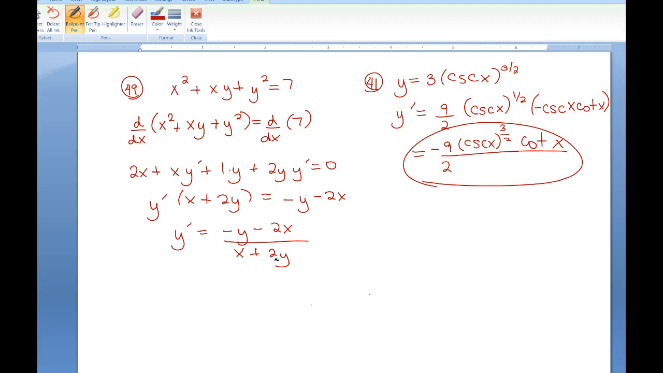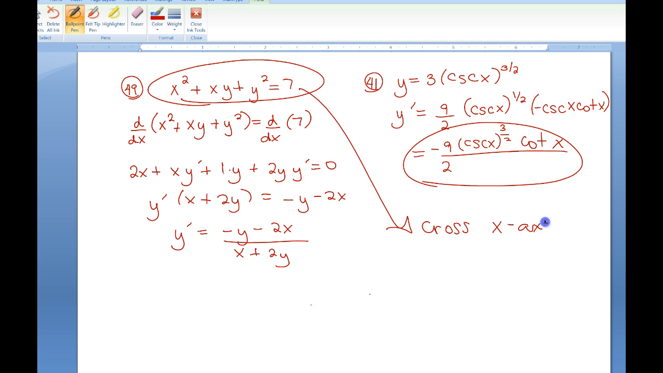Okay, so where does it cross the x-axis? So we need to go back here. Where does this cross the x-axis? When y equals 0. So when x squared equals 7, so x equals plus or minus root 7. So root 7 comma 0 and negative root 7 comma 0. Okay, plug those in. And then, what is the common slope? Negative 2. There you go.